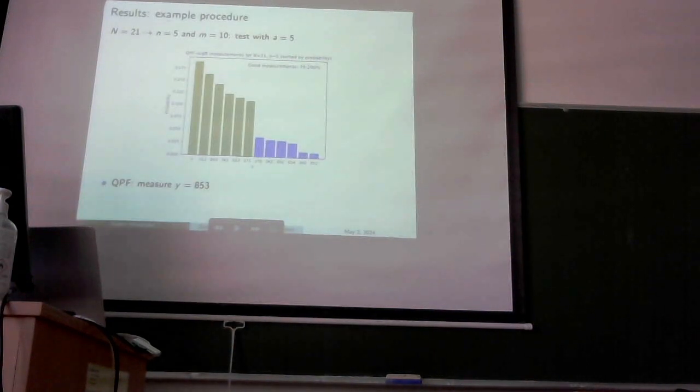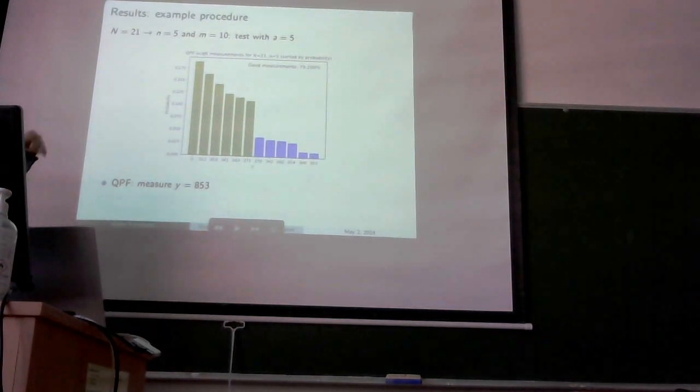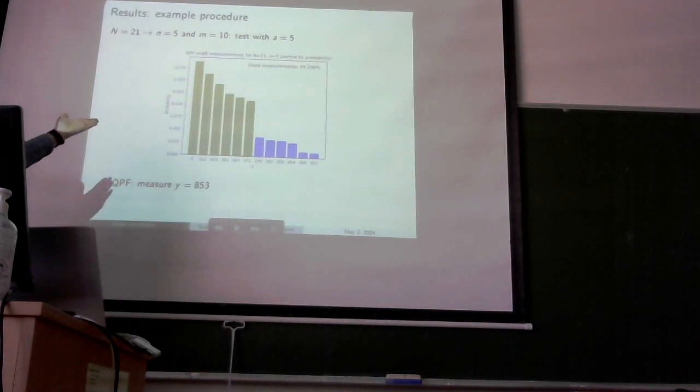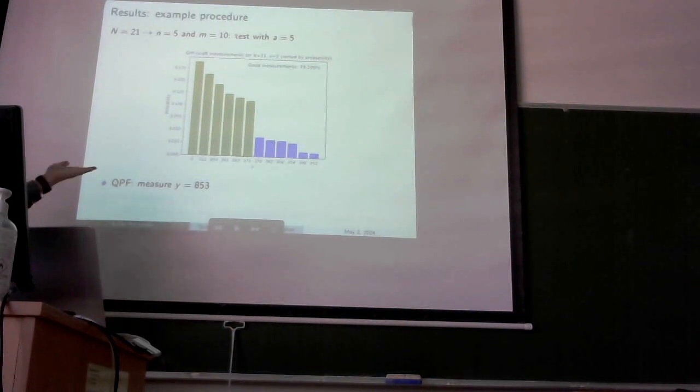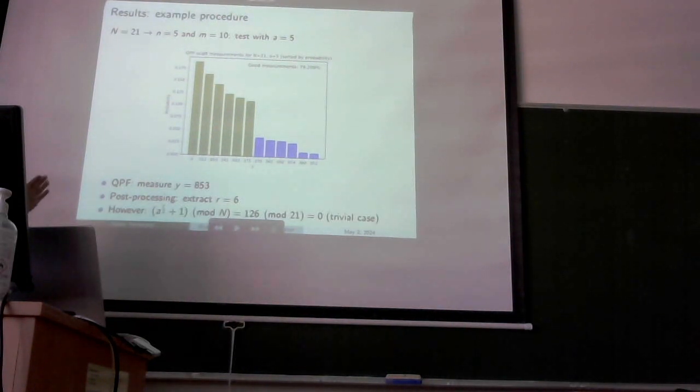Finally, let's go with a few examples. N equals 21, and for example, we decide to test with A equals 5. In the regular procedure, Shor's algorithm, we pick an element A. This would be the probabilities of the quantum period finding application, and let's say that we measure 853. In that case, by applying post-processing, we would get an order of R equals 6, but we hit a trivial case, so it is not really a useful value.